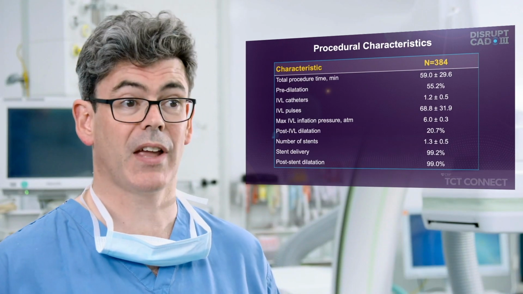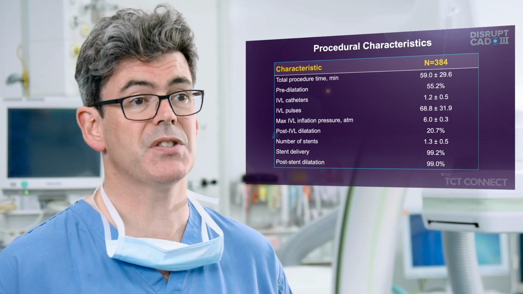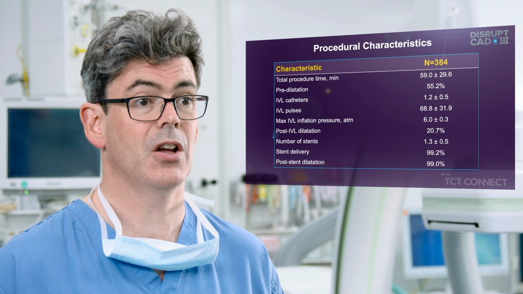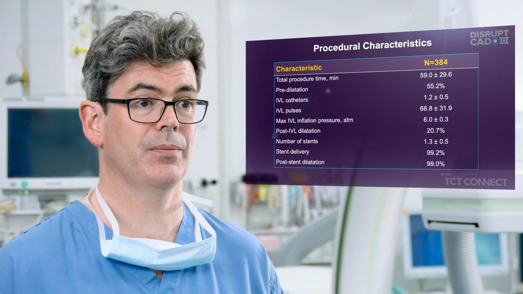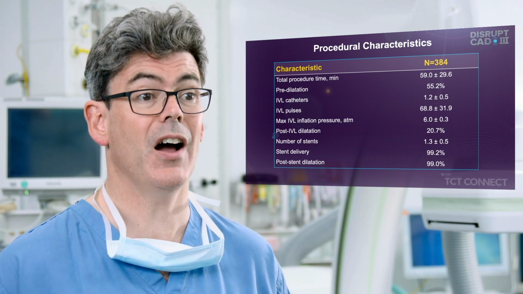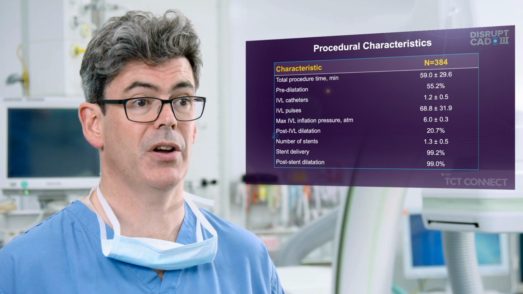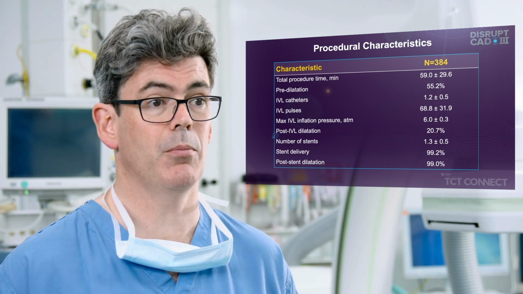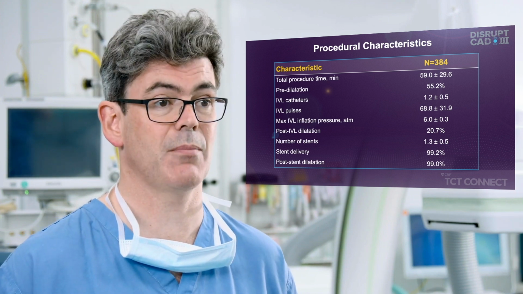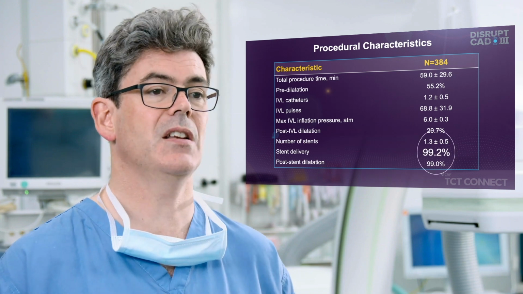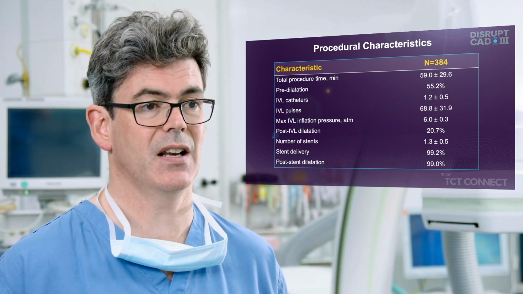These were the procedural characteristics, which show that 50% of the targets were predilated with a 2 millimeter or less balloon. An average of 69 IVL pulses were administered per case with a maximum IVL balloon inflation pressure of 6 atmospheres. Over 99% of stents were successfully delivered.